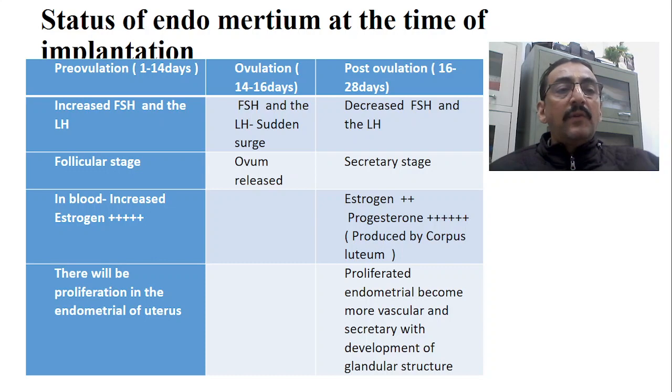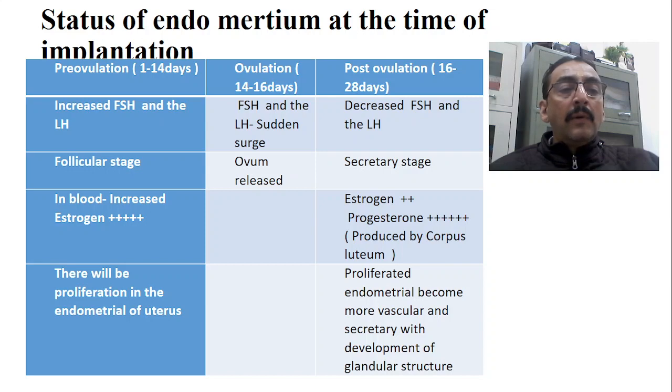Now what happens in the follicular stage? In the pre-ovulation follicular stage, the follicles start developing. In the ovulation period, the follicles develop, and as a result one ovum gets released, and in the post-ovulation period there will be the secretory stage.